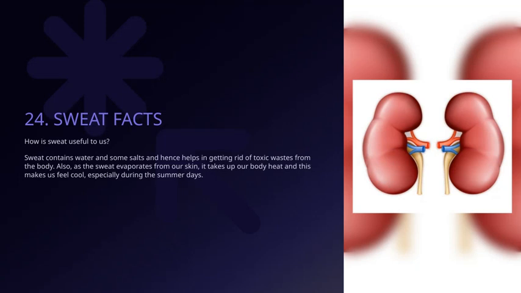So let's talk about sweat and why it's actually pretty useful for us. Sweat is mostly made up of water and salts, which might seem simple, but it plays a really important role in keeping us healthy. When we sweat, it helps our bodies get rid of toxins, those unwanted waste materials that can build up. It's like a natural cleaning system.